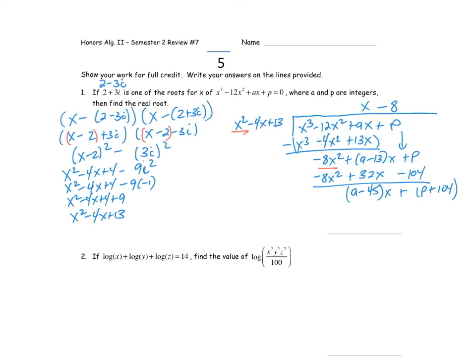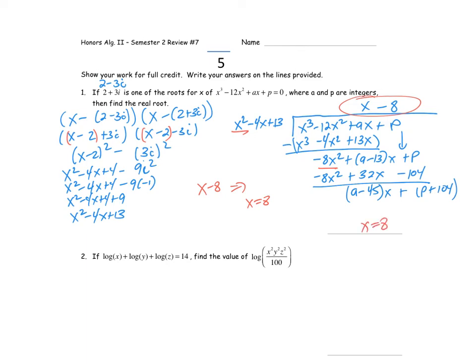Here we're asked to find the real root. That comes from the quotient. So if we have a real root here, that means that x minus 8 has to be equal to 0, and so the real root is x equals 8.